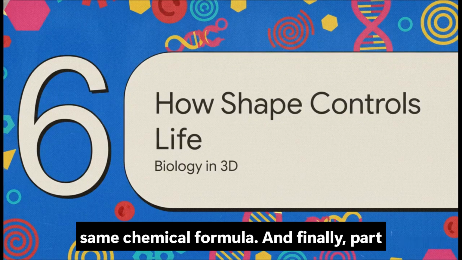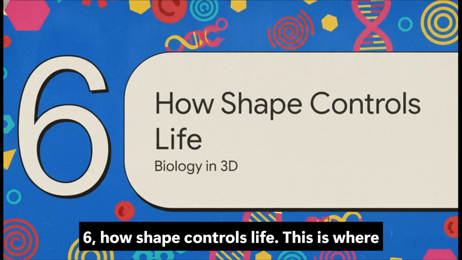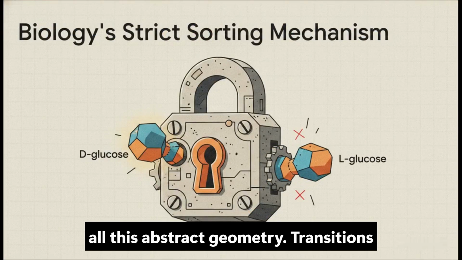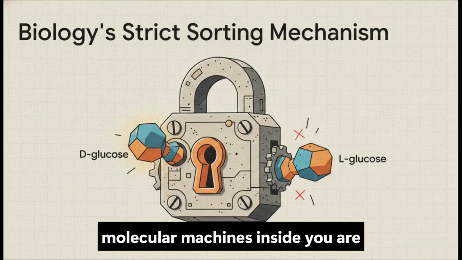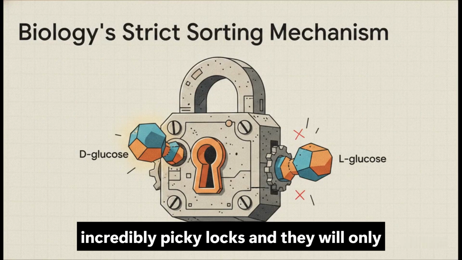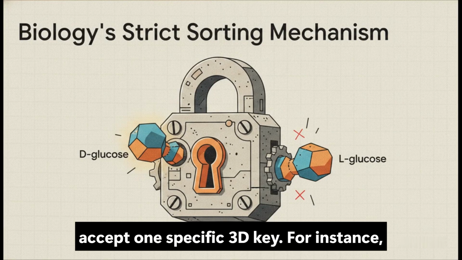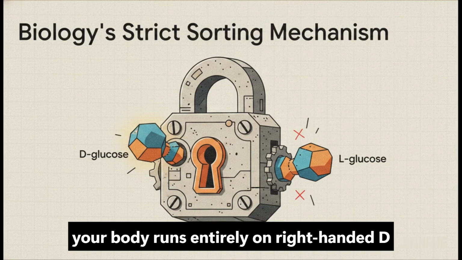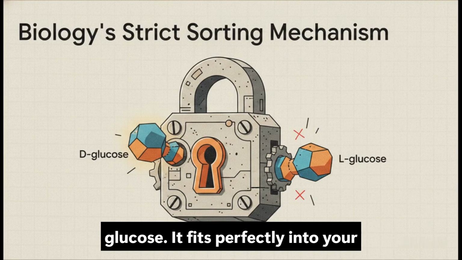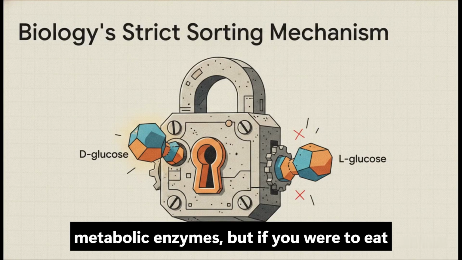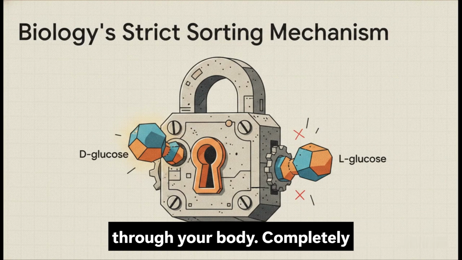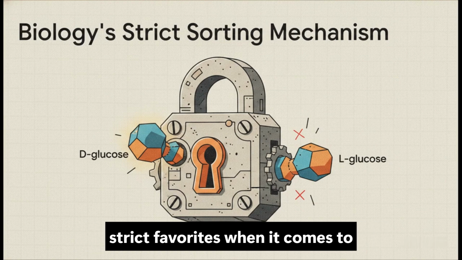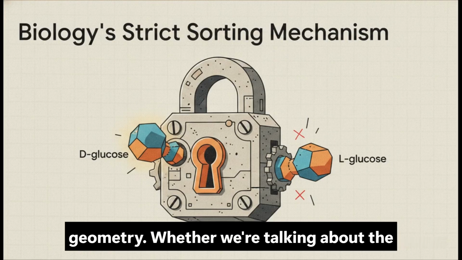And finally, part 6, how shape controls life. This is where all this abstract geometry transitions directly into life or death biology. The molecular machines inside you are incredibly picky locks, and they will only accept one specific 3D key. For instance, your body runs entirely on right-handed D-glucose. It fits perfectly into your metabolic enzymes. But if you were to eat the mirror image, L-glucose, it would pass through your body completely unrecognized. Biology plays absolute strict favorites when it comes to geometry.